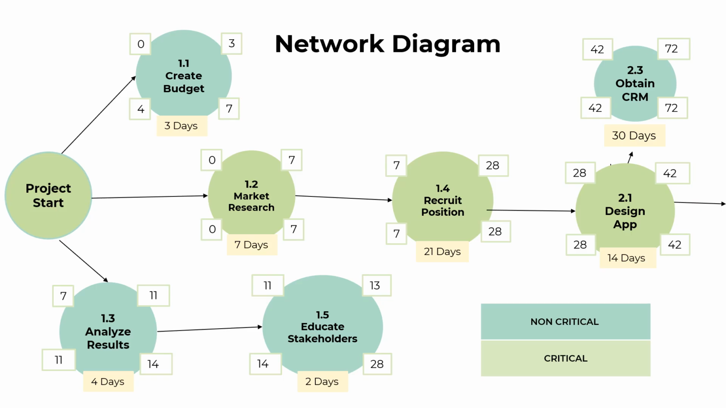So here we're going to be doing our project network diagram. Our critical path is marked in green. We'll have our project start, our first task at 1.2 on the critical path consisting of 7 days, then 1.4 of recruit positions marked with 21 days. Next is design app with 14 days. We also have our non-critical path assignments such as 1.1, 1.3, 1.5, and 2.3.